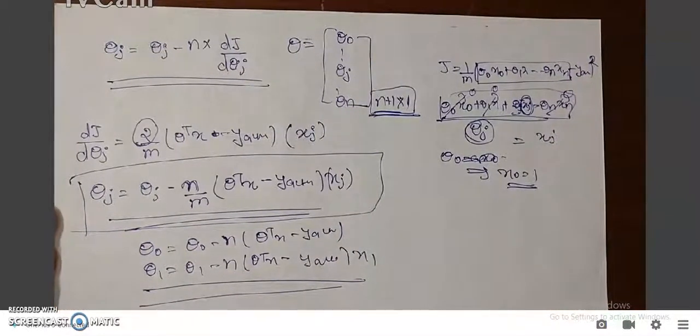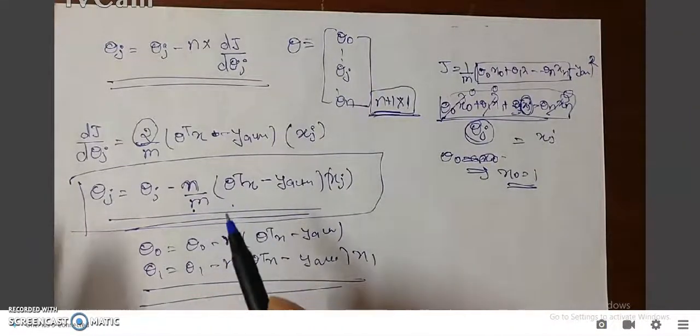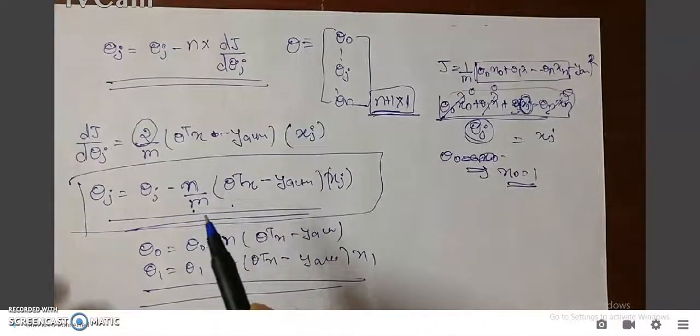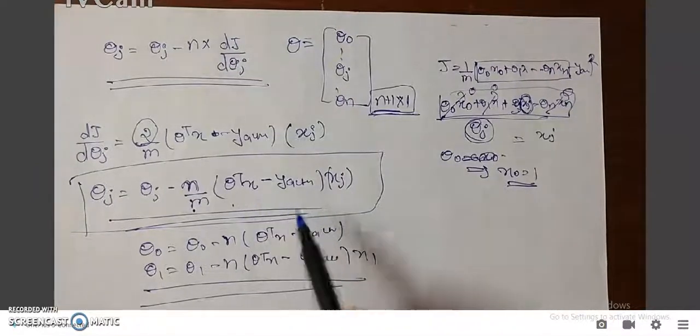I hope you got the clarity on how we derived this equation using what we learned previously in simple linear regression, and we implemented those formulas in this multivariate linear regression, right?